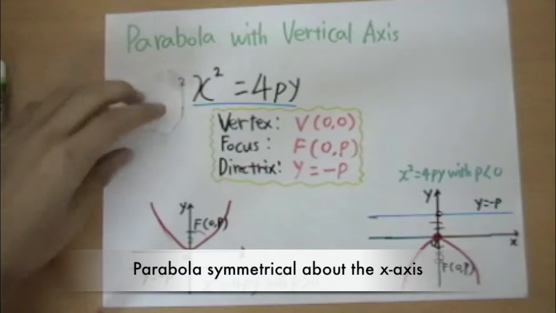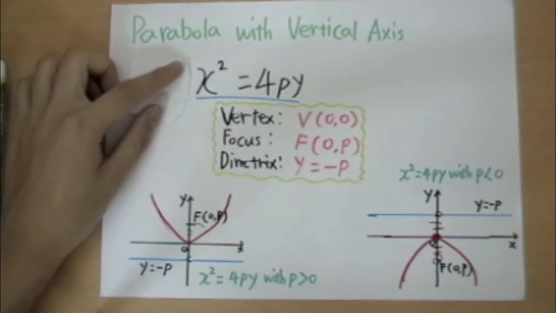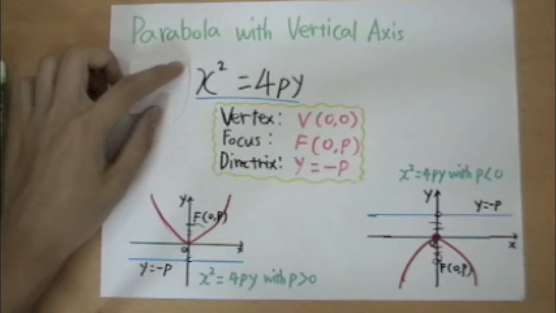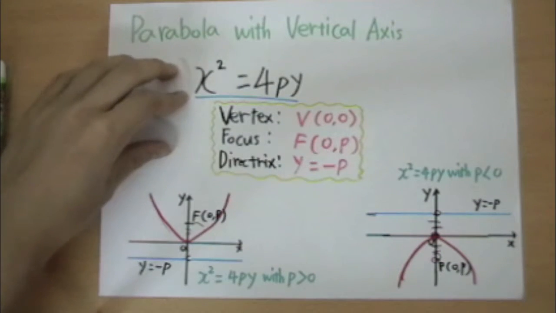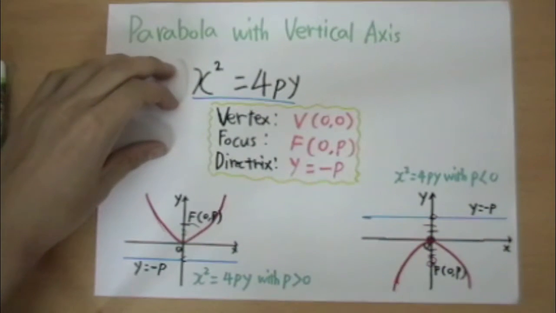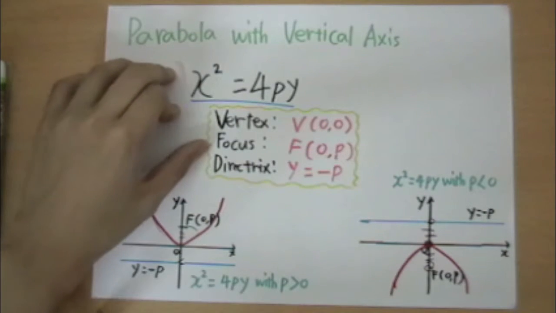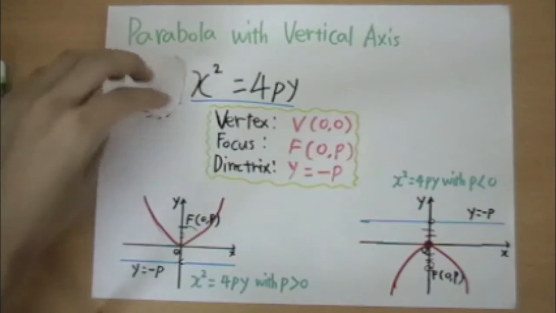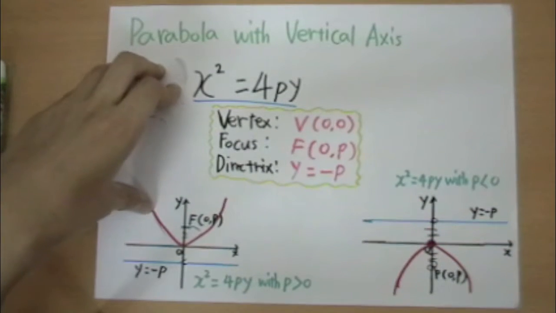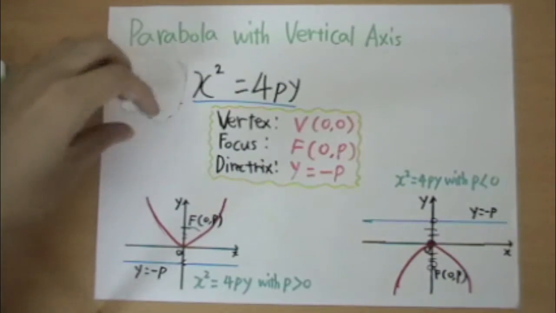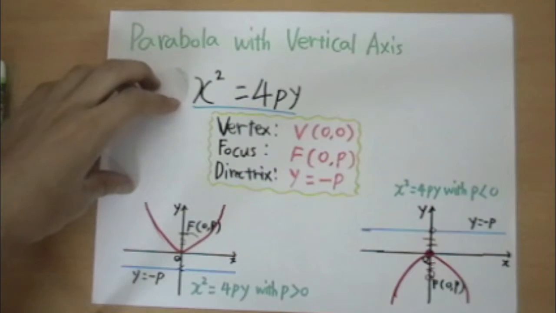Okay guys, here is a parabola with a vertical axis. The formula of a parabola with a vertical axis is x squared equals 4py, as you can see right here. There are 3 properties: vertex, focus, directrix. And always in this parabola, the vertex is 0,0, the focus is 0,p, where p refers to this one, and the directrix is y equals -p. And you can see these 2 different shapes of graph.